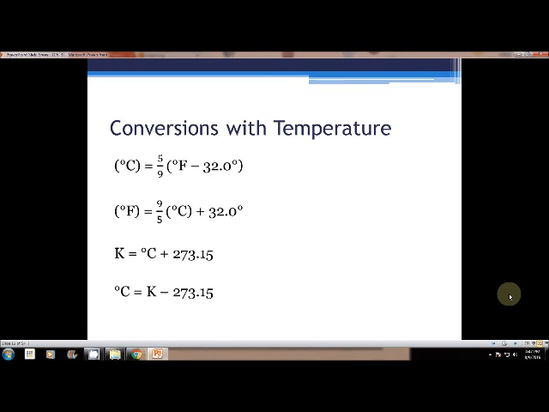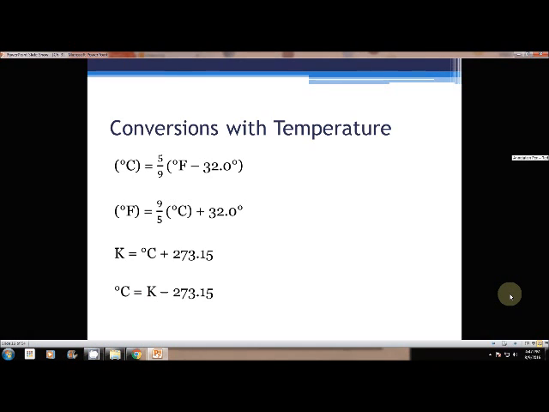Okay, so these are your 4 equations that you get to use. These 4 equations are not on your assignment about temperature conversions, so you're going to need to look at your note packet, but they will be given on the test, exactly like this, for you. Okay, a couple notes here.